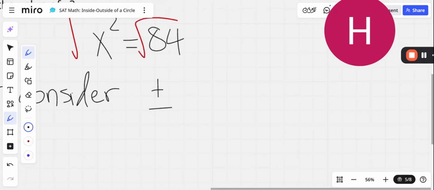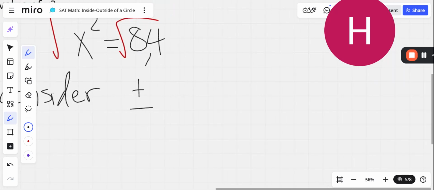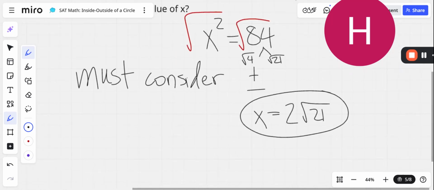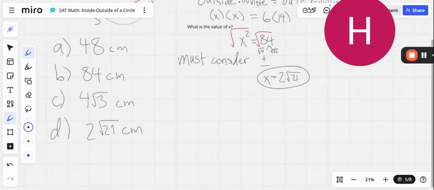So we just take the square root. And some people might struggle with this square root, but just pull out nice perfect squares. So obviously 4 comes out of the 84, right? That's pretty obvious. So x is going to be equal to the square root of 4, which is 2, times the square root of 21. That does not simplify. And we're looking at option D.